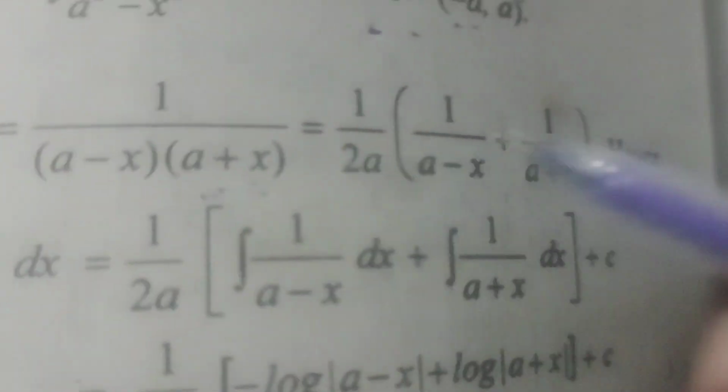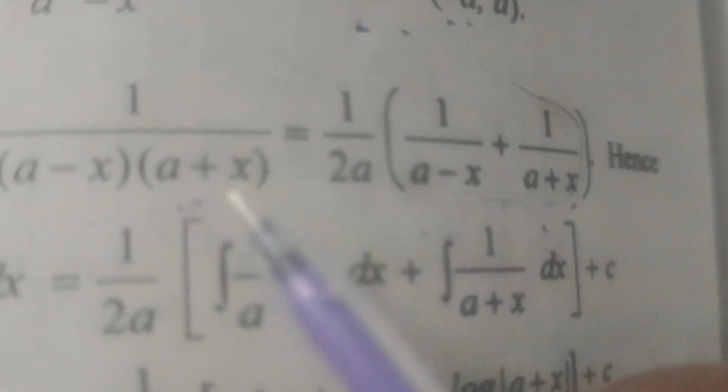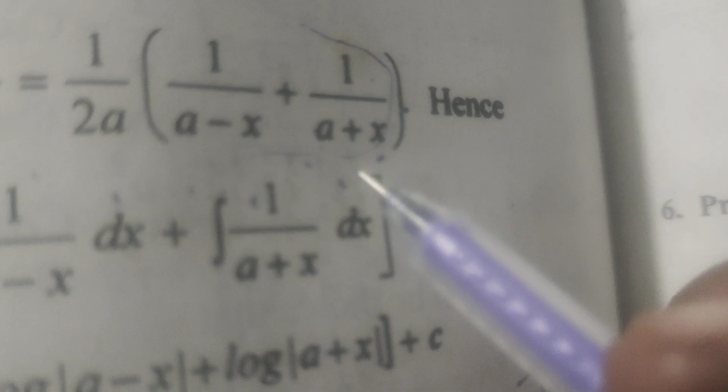After that we will get to write 1 by 2a into 1 by a minus x plus 1 by a plus x. After simplifying, we will get the same term. So we are able to write here 1 by 2a into 1 by a minus x plus 1 by a plus x.